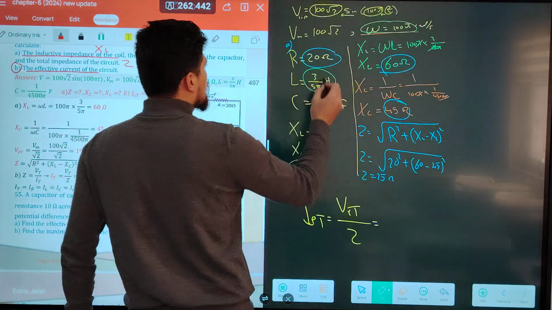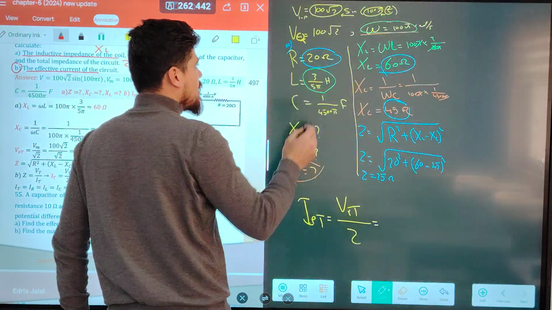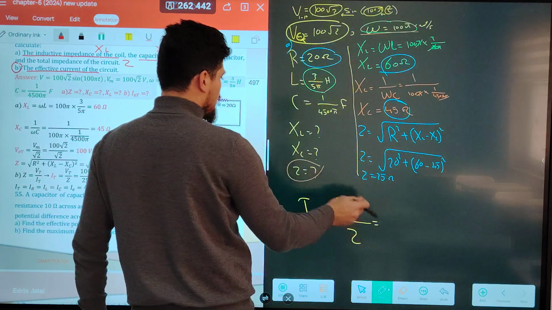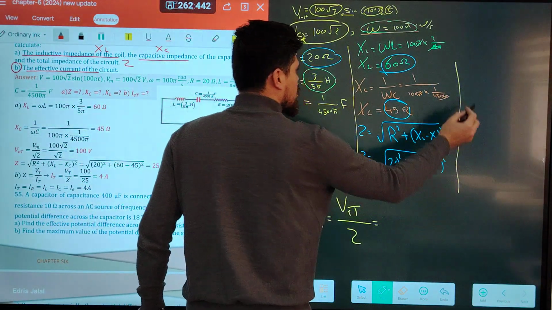Guys, do we have VE total? No, but we have the maximum total. Okay? Can I put the maximum value in this equation? No. We have to find VE total. How can I determine VE total?